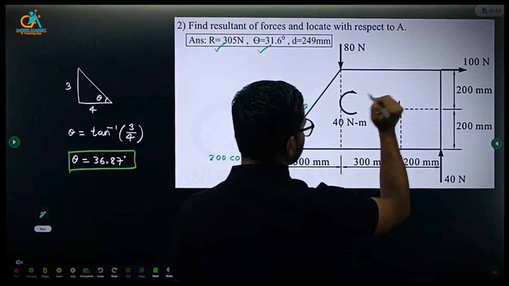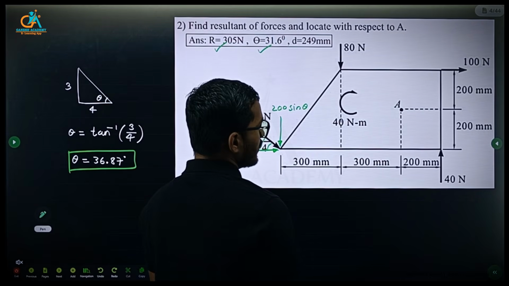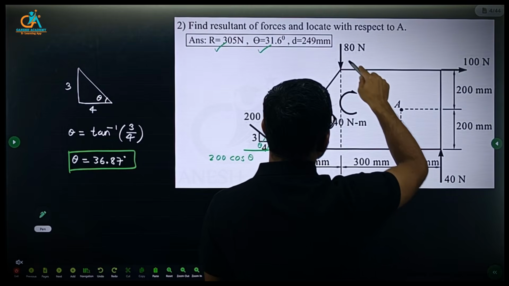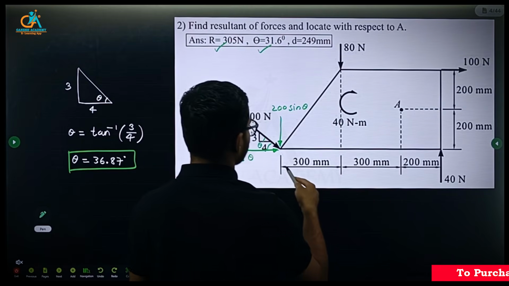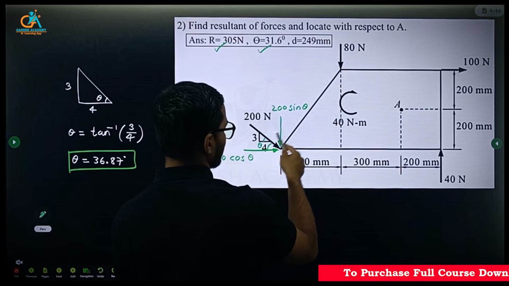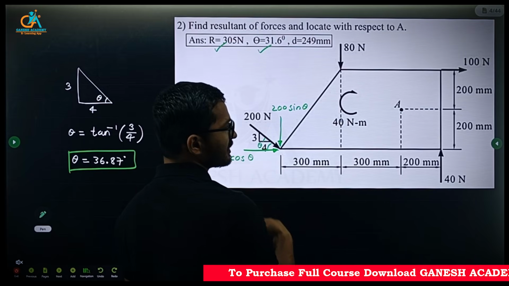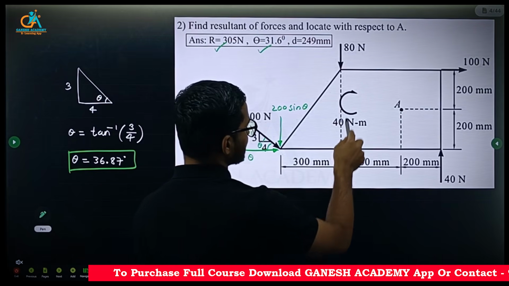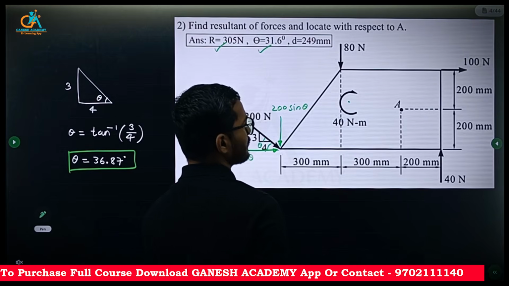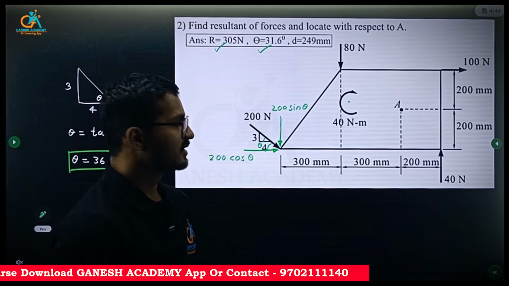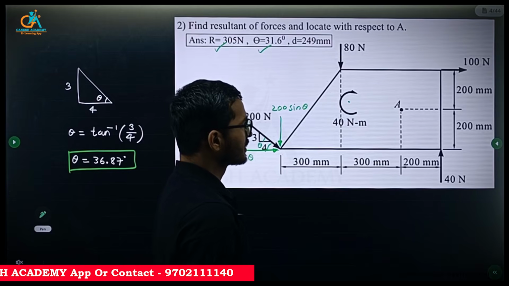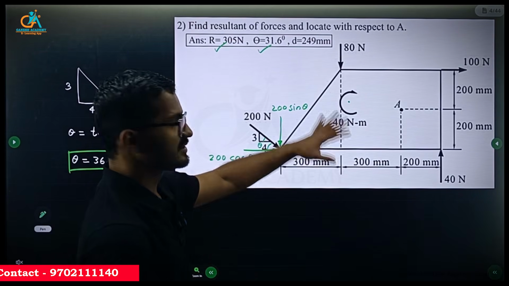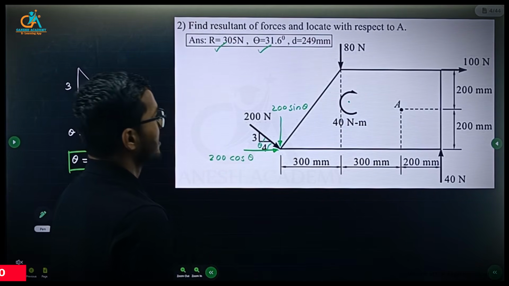So this is point A. So this force 100, this 80, this 40, and this component of 200 Newton we need to consider. And along with this, there is one couple given which is clockwise in sense. So 40 Newton meter value is given. So we need to consider all of this, right?